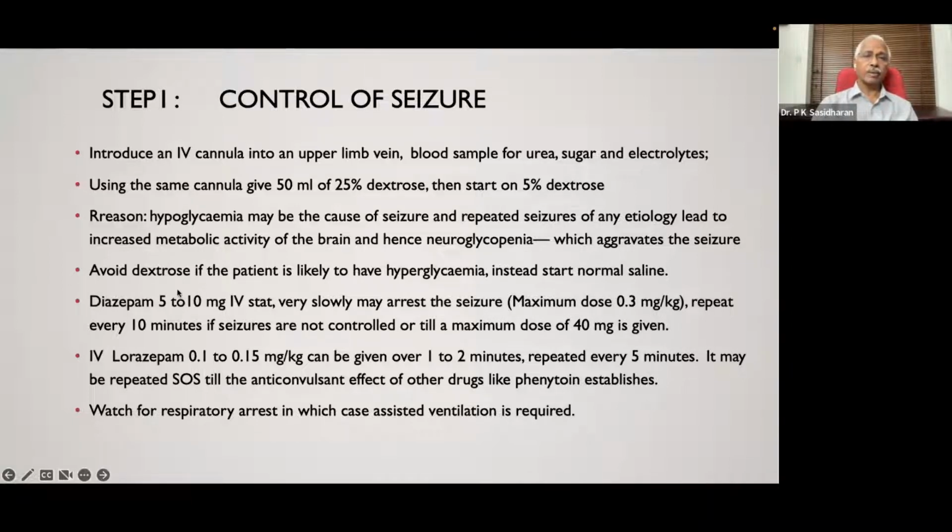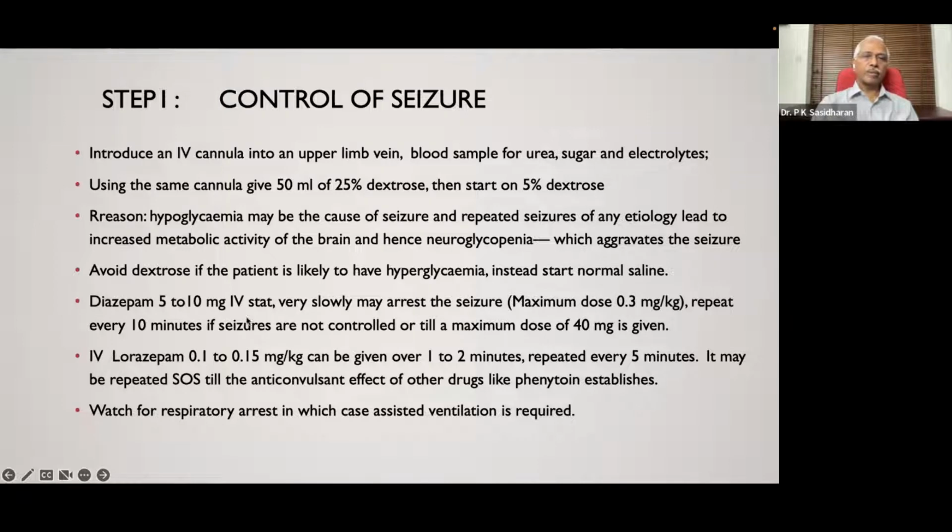But avoid dextrose if the patient is by chance likely to have hyperglycemia, which will be obvious from the history. In that situation, if you think it is an uncontrolled diabetic having hyperglycemia, or diabetic ketoacidosis with seizures, start on normal saline only. Do not give dextrose there.